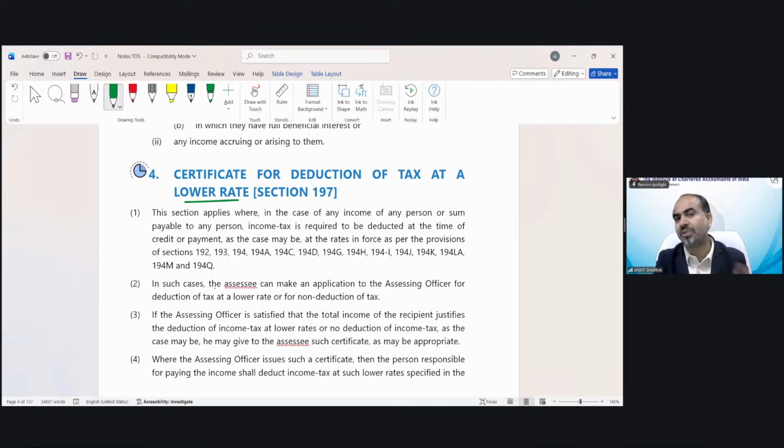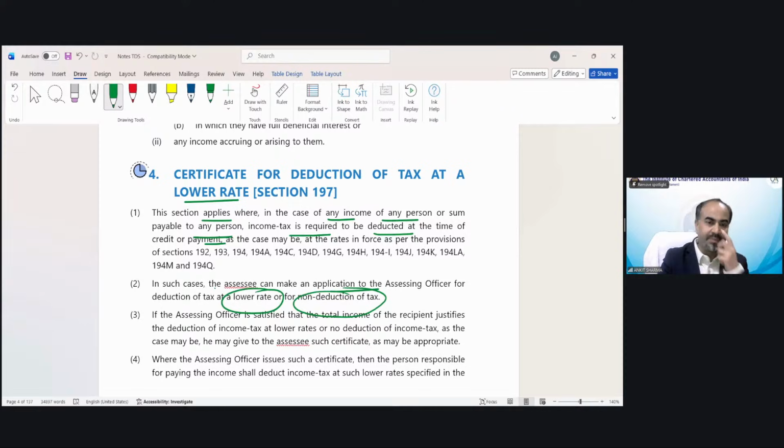Again, this is the procedure part. The section applies where, in the case of any income of any person or sum payable to any person, income tax is required to be deducted at the time of credit or payment, etc. We can make an application to the assessing officer for lower deduction or for non-deduction of tax. So there would have been some reason. The basic reason should have been this, that there is no income tax liability on my income.